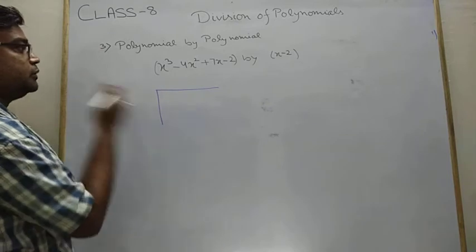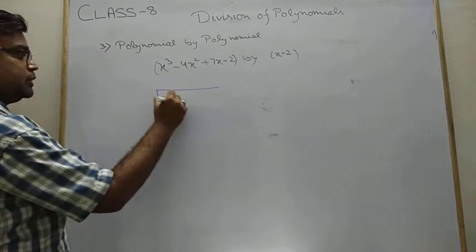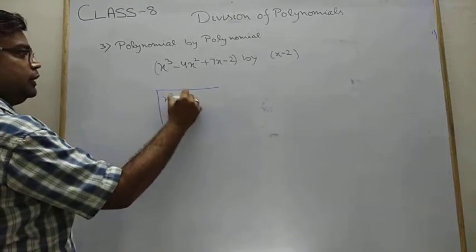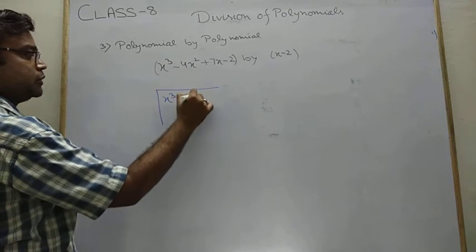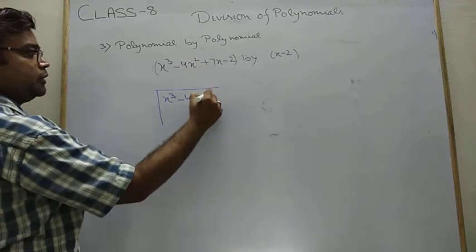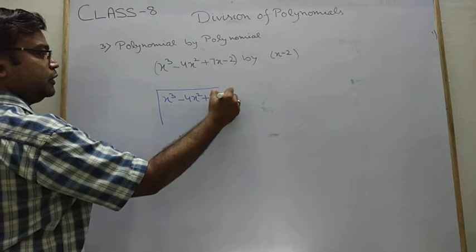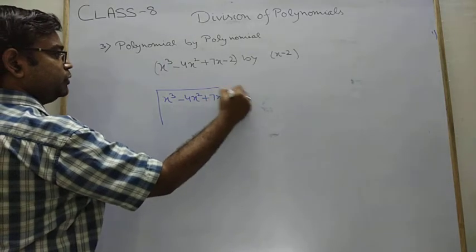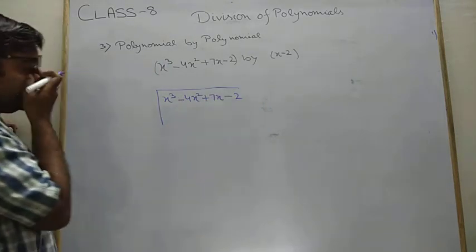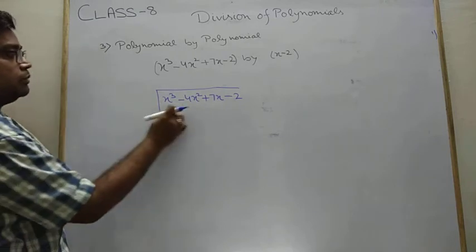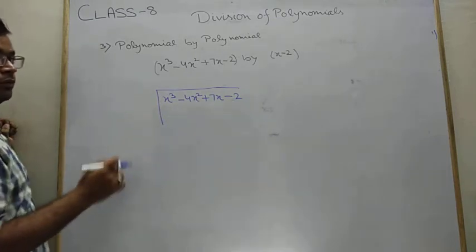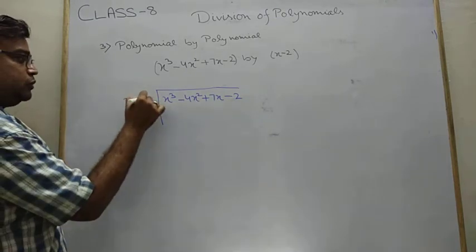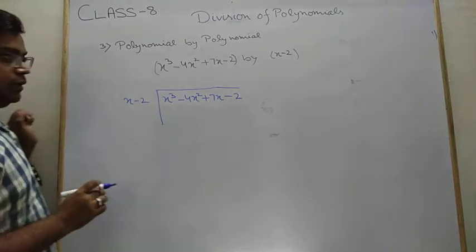So in this case, I am arranging this x to the power 3, then next x square. So x square is given, then x, it is also given, then minus 2, meaning power 0, constant degree is 0. So these are the terms in decreasing order of degree. Even x minus 2 is already arranged in decreasing order of degree.